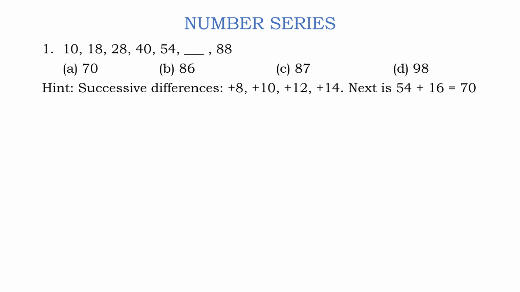So 54 plus 16 is 70. So the answer is A. Now check for the next number. The next difference will be 18. So 70 plus 18 is 88.